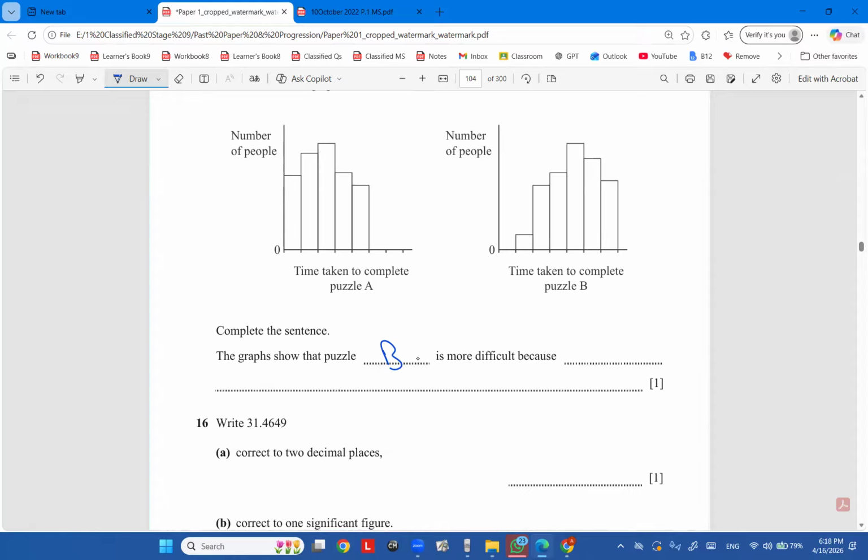Why is puzzle B more difficult? Because it took people more time to answer. Look at puzzle A. Once they took it, some people answered immediately on the spot once they saw the puzzle. While puzzle B, no one could answer it at first. They needed more time, and a few people could answer it. Then the number of people started to increase. Some people took the maximum time that was allowed. So it is actually puzzle B, because more people spent longer to solve it.